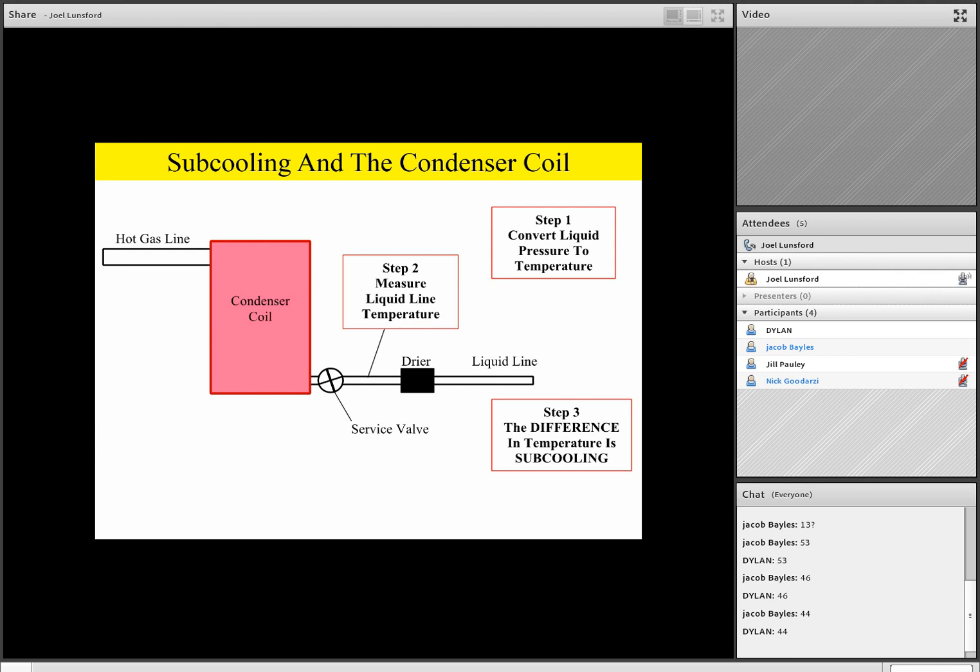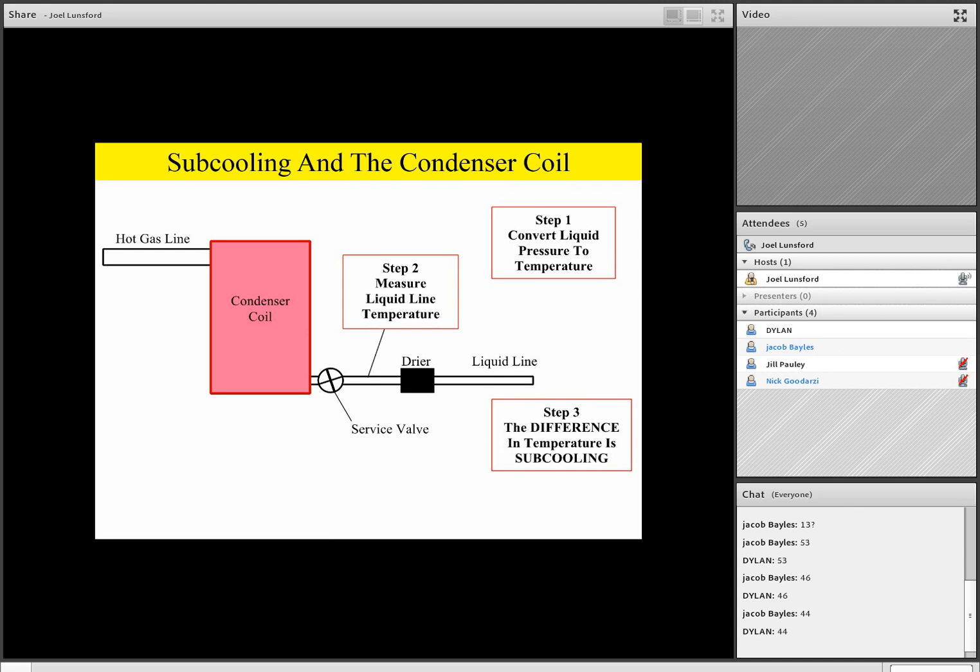Now, to find subcooling, we're going to do some very similar things that we did before. Step number 1, we're going to convert liquid pressure this time to temperature off of our pressure temperature chart. Step number 2, we're going to clamp onto the liquid line outside by the condenser. And we recommend downstream of the service valve. Make sure the service valve is open all the way.